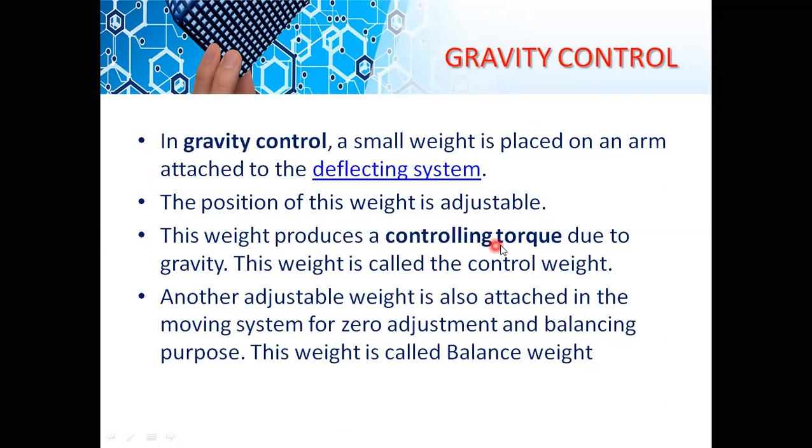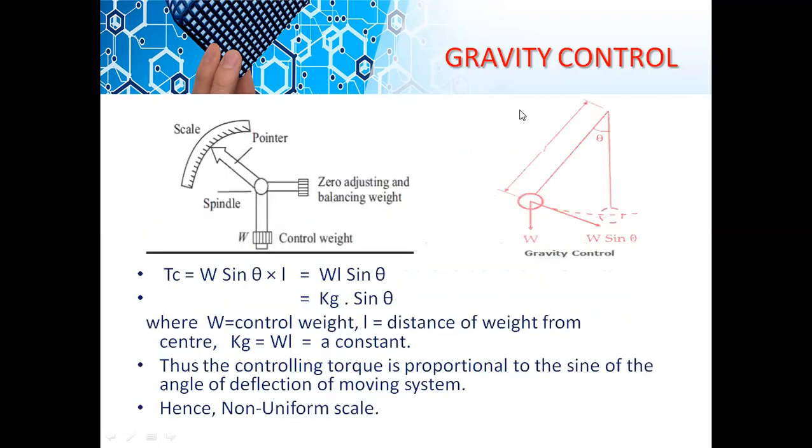This weight produces a controlling torque due to gravity, and this weight is called the control weight. Another adjustable weight is also attached in the moving system for zero adjustment and balancing purpose. For the whole system to remain balanced and not tilt, there will be another weight attached. It is called the balance weight. We will have a look at the picture of the gravity control. Please go through the picture here.